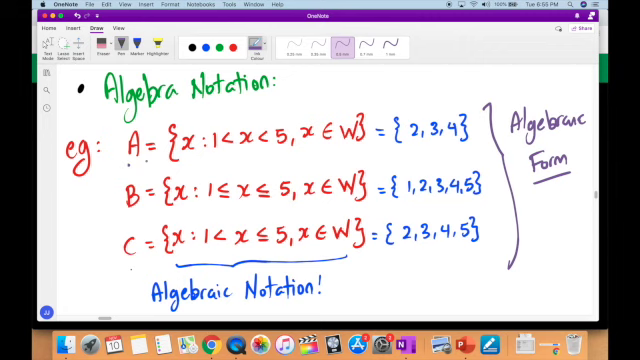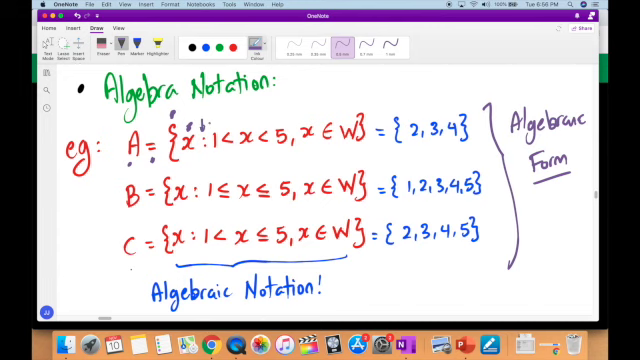The set A is the set of. Remember that curly brackets mean the set of. The equal sign could stand for is. So the set A is the set of numbers. That X stands for numbers. They could be any numbers. Remember, X could be anything. So the set A is the set of numbers such that.